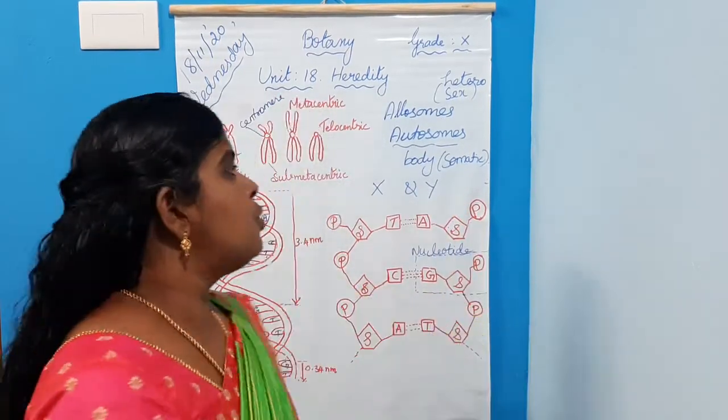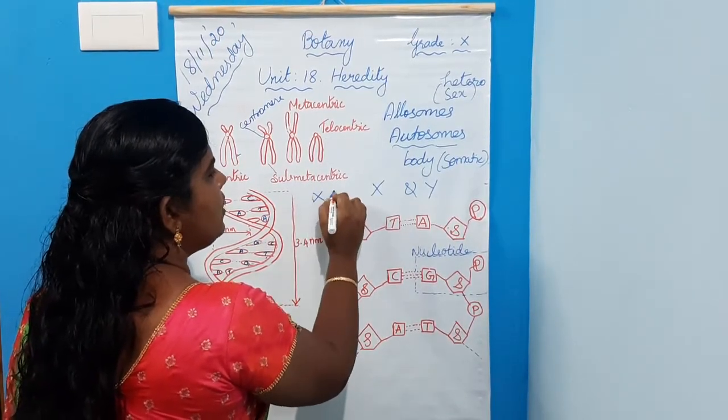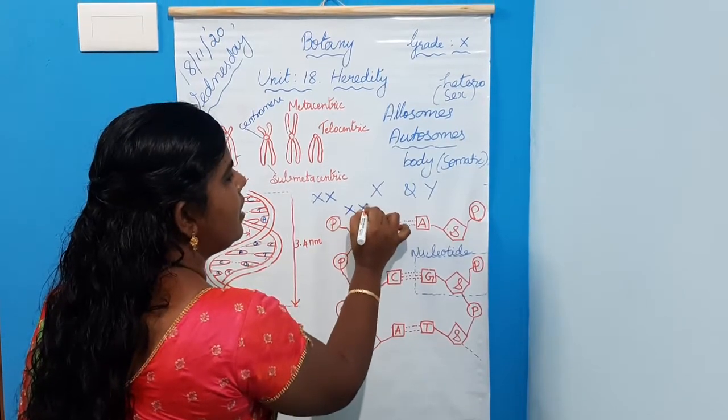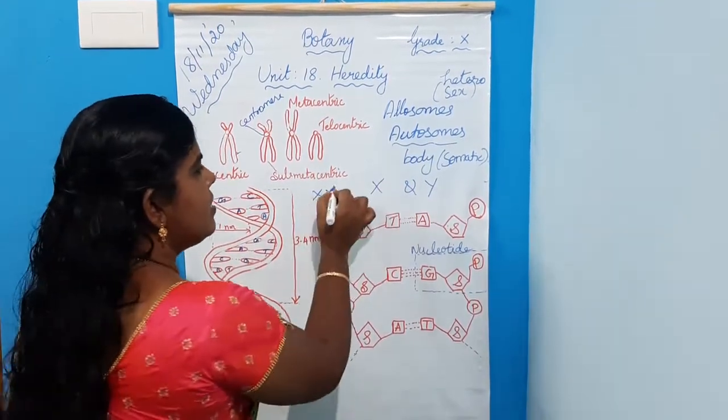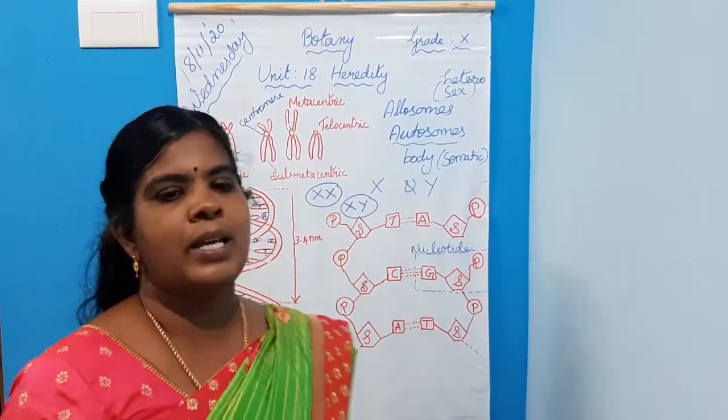Females have two X chromosomes, XX, and males have one X and one Y chromosome. This is present in females. This is present in males.